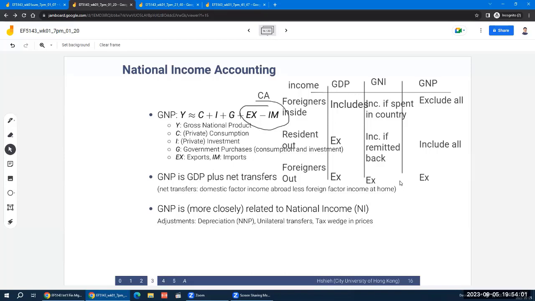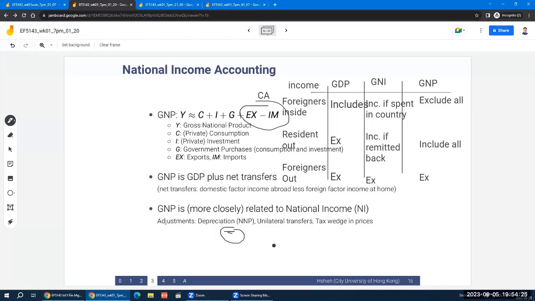Okay, so if you want to convert GNP to national income, there are some extra steps. You need to subtract out depreciation. I'm sure you all accountants know what that means, so it's a minus sign. Then unilateral transfers, like domestic helpers in Hong Kong sending back money to the Philippines.